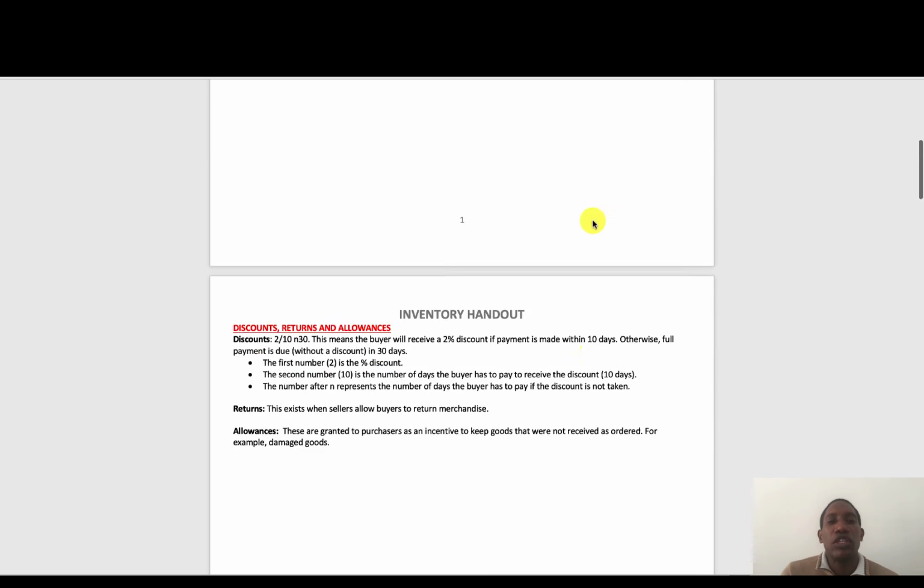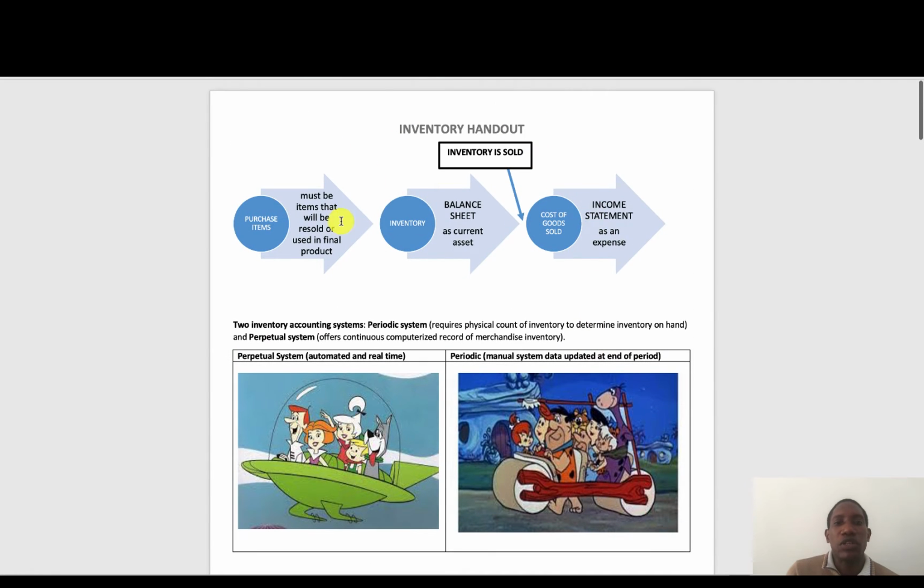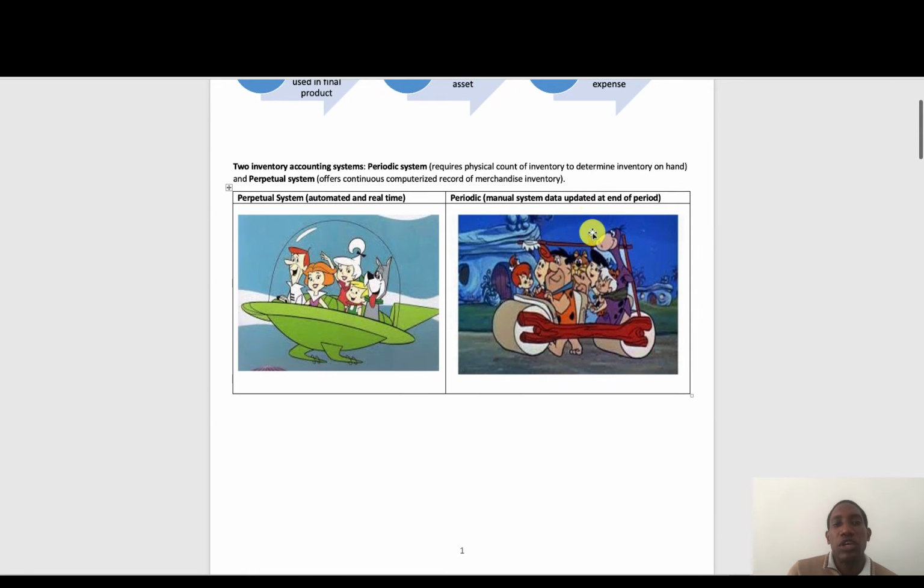In this video, we're going to continue where we left off. So we talked about the flow of inventory. When inventory is purchased, it goes to the balance sheet. And then when it's sold, it moves from the balance sheet as a current asset to the income statement as an expense. We talked about the two types of inventory systems.